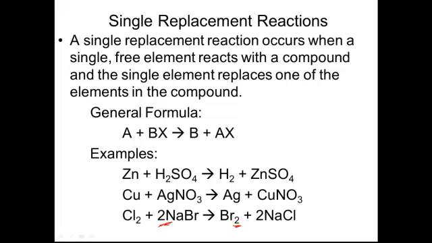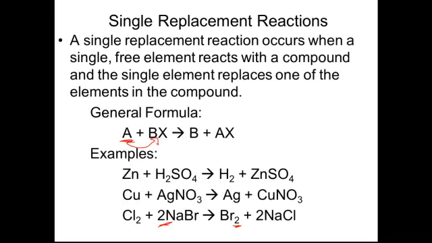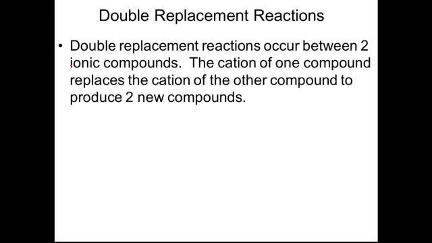So single replacement reactions: one element is by itself. It replaces an element in a compound on the product side. Now, a double replacement reaction is actually really similar to a single replacement. The biggest difference is that with a single replacement reaction, you start out with that single free element. But in double replacement reactions, they're just occurring between 2 ionic compounds.